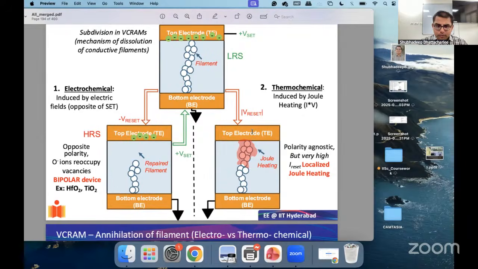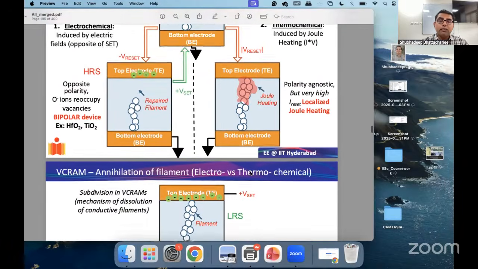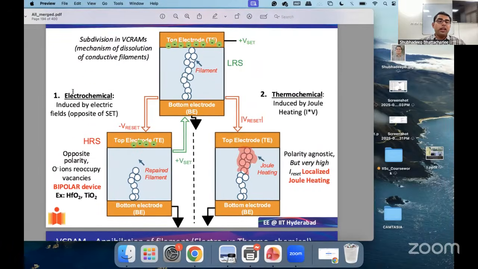Surge of current, by virtue of removing the compliance current, will cause a lot of Joule heating. As a result, oxygen anions can come from neighboring sites and start filling up these deficient areas, and you will have a repaired filament. So these are inherently completely different processes: electrochemical is induced by electric fields which are opposite to set, whereas thermochemical is induced by Joule heating, which is I into V.